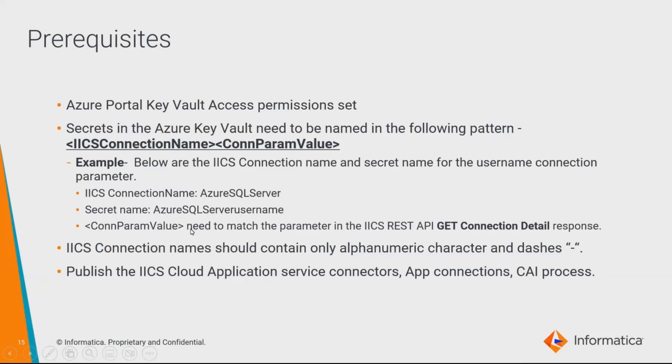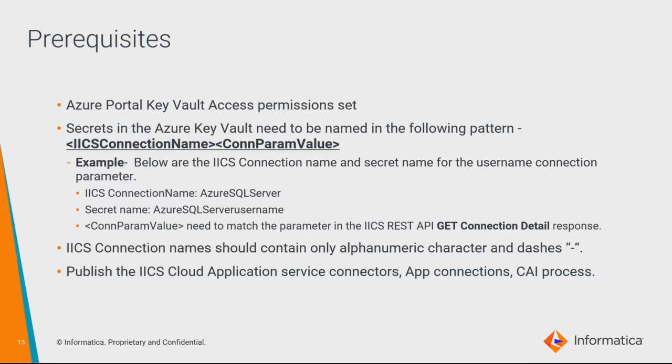And the connection parameter value needs to match the parameter in the IICS REST API get connection detail response. And the IICS connection names should contain only alphanumerical characters and dashes. This is because Azure allows only alphanumerical characters and dashes for the secret names. And since we are using the IICS connection name in the naming convention of the secrets, we should make sure we follow the same for the IICS connection name. That is, we only allow alphanumerical characters and dashes in the IICS connection name.